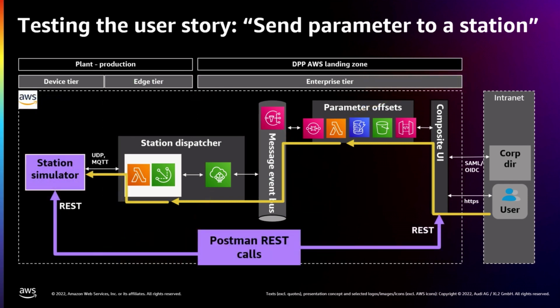And this we solved by implementing end-to-end tests. Here, just as an example, we used Postman. Postman is a scripting or testing framework that you can use to test REST services. Postman sent a test call to the composite UI or also to the parameter offsets REST API. And we implemented a station simulator application that also provided a REST API to get the value that the station has received. By comparing both, it is then possible to check end-to-end if the use case has worked.